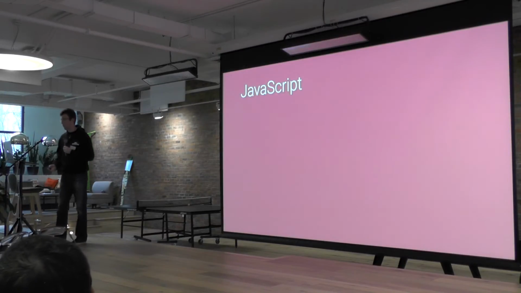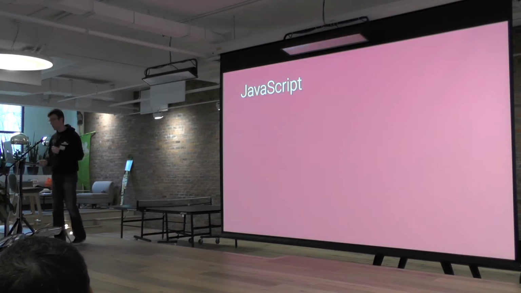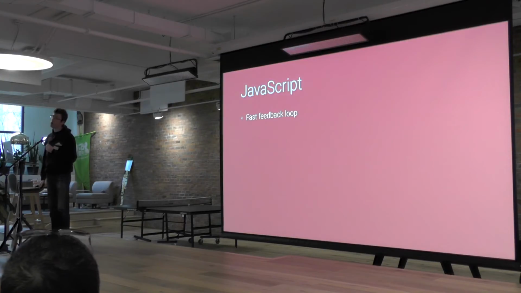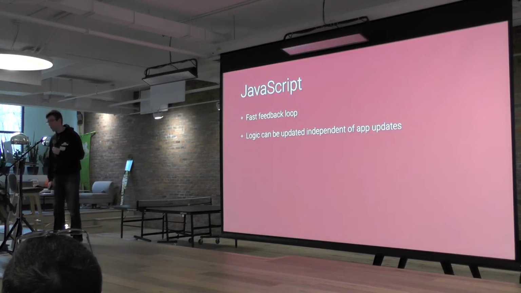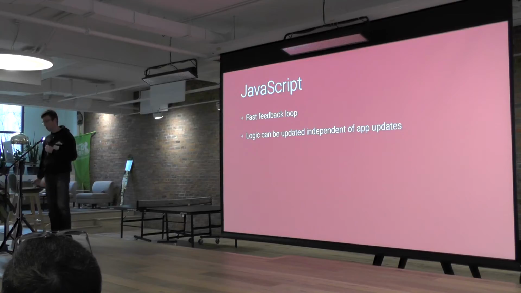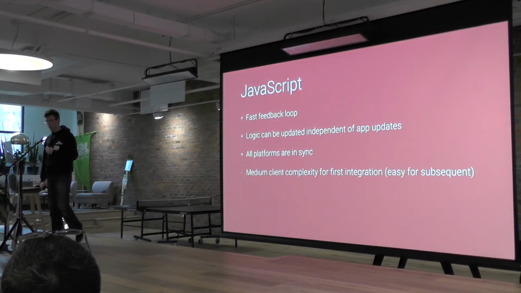All right, so how does this compare to the client and the server business logic? Once again, we have a fast feedback loop. The logic is being executed on the client. The logic can be updated independent of app updates. The server just deploys a new version of the JavaScript. Eventually, the app will go and fetch it, and now we are running the new hotness. All the platforms are in sync.